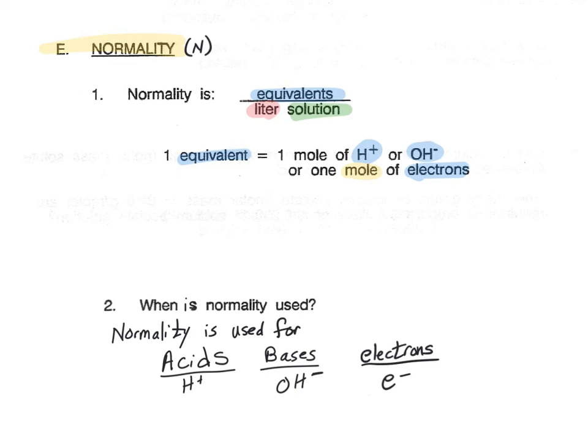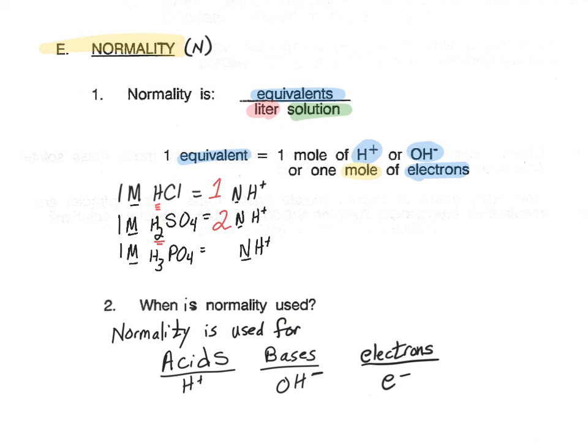So let's look a little bit closer at normality. Again, you will not need to do these calculations. If I have a 1 molar hydrogen chloride solution, that would be the same as a 1 normal hydrogen chloride solution. But if I have a 1 molar sulfuric acid, H2SO4 solution, then I would have something that is 2 normal in hydrogen ion. And if I have a 1 molar H3PO4, or hydrogen phosphate solution, that would be 3 normal in hydrogen ions. Hopefully you can see that what it's doing is counting the number of hydrogen ions that are produced by each of these acids.